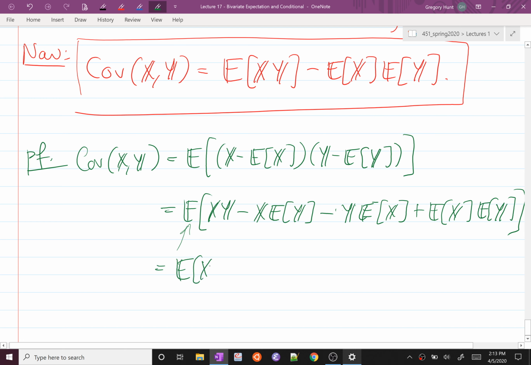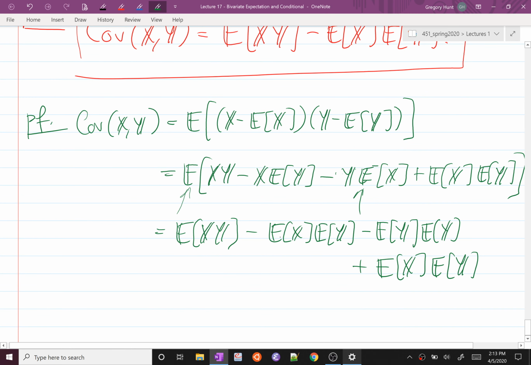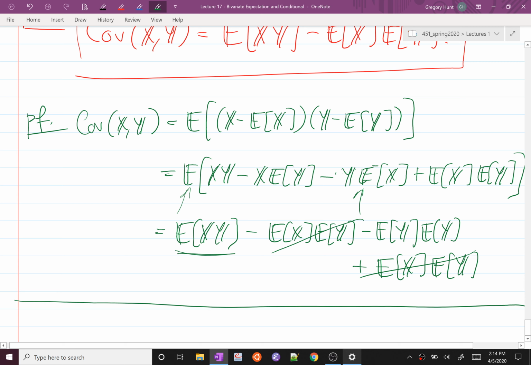So I get E of xy. Then the expected value of x times the expected value of y, where the expected value of y is a constant that comes out. So that can be written as the expected value of x times the expected value of y, minus the expected value of y times the expected value of x, which is this third term. And then we have our last term, which is just a constant, so taking its expectation doesn't actually do anything. And so we get the expected value of xy minus E of x times E of y, minus E of y times E of x, plus E of x times E of y, right? One of these is going to cancel, and that leaves us with a formula. It's this thing minus that thing.